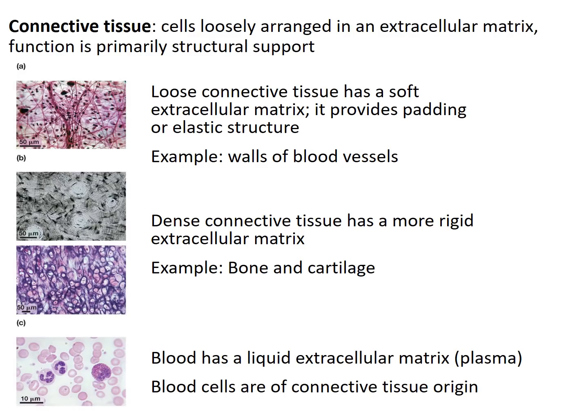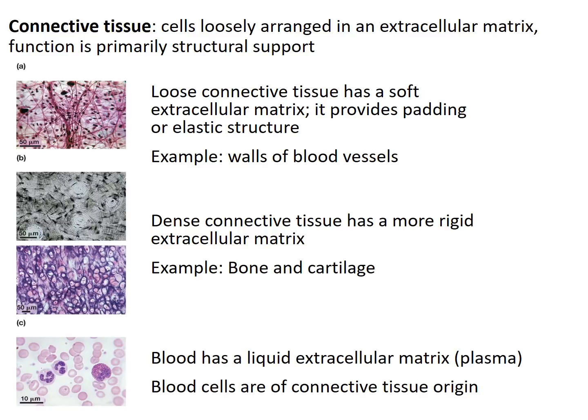Connective tissue cells hold things together. Connective tissue is all about structural support. Connective tissue cells are typically arranged in an extracellular matrix. We have a number of different types of connective tissue.